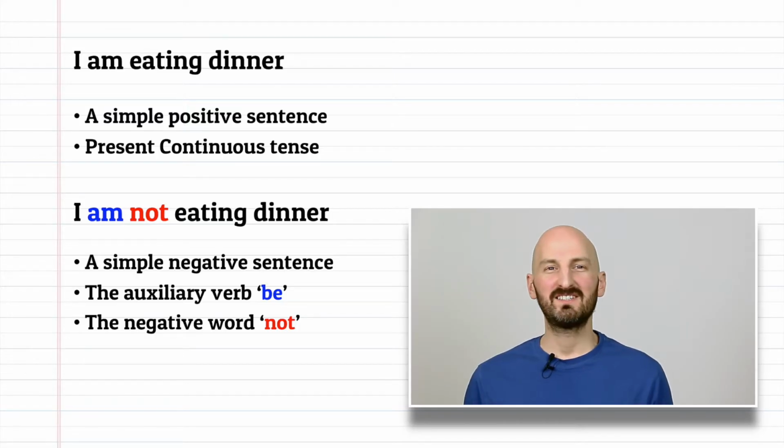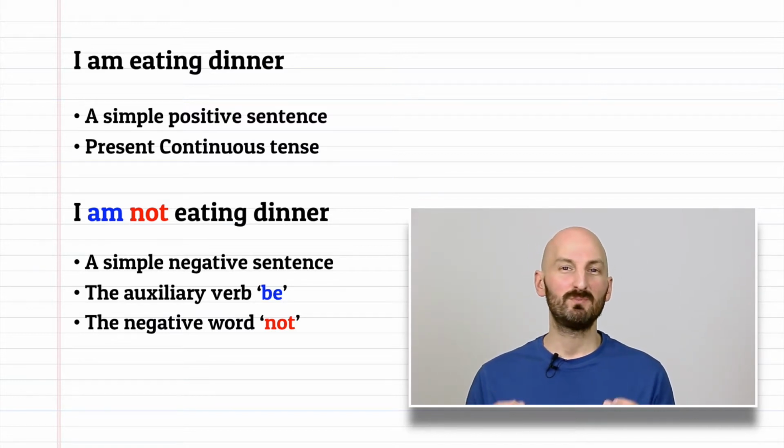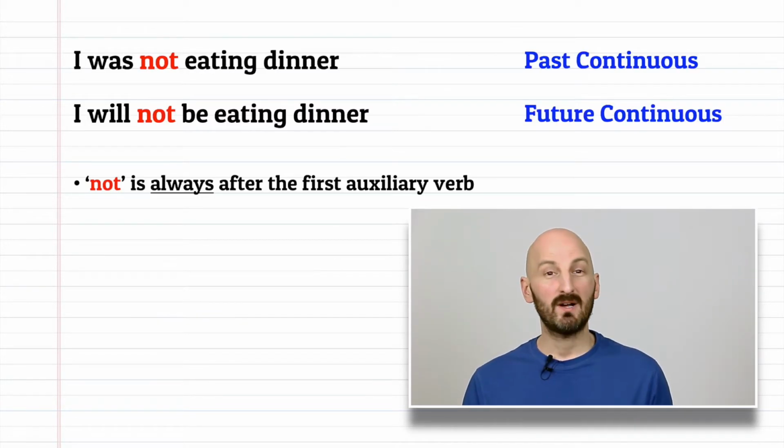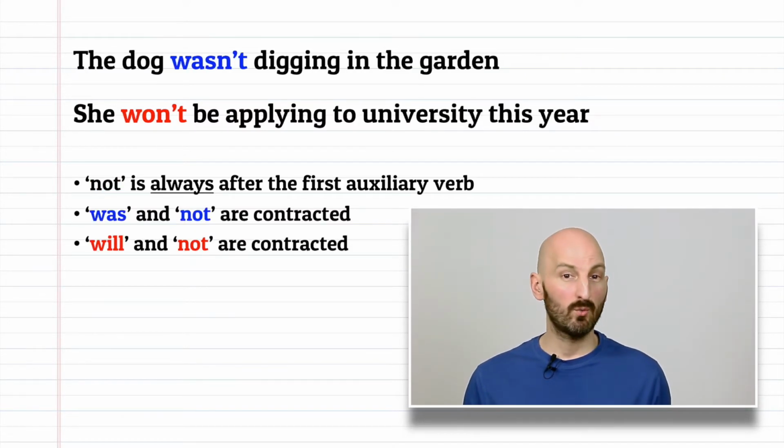Let's have a look at present continuous first. I am eating dinner. The negative form is formed in exactly the same way as the other examples where be is the auxiliary verb. I am not eating dinner. The other continuous tenses are formed in exactly the same way. For past continuous, we have I was not eating dinner, and for future continuous, I will not be eating dinner.